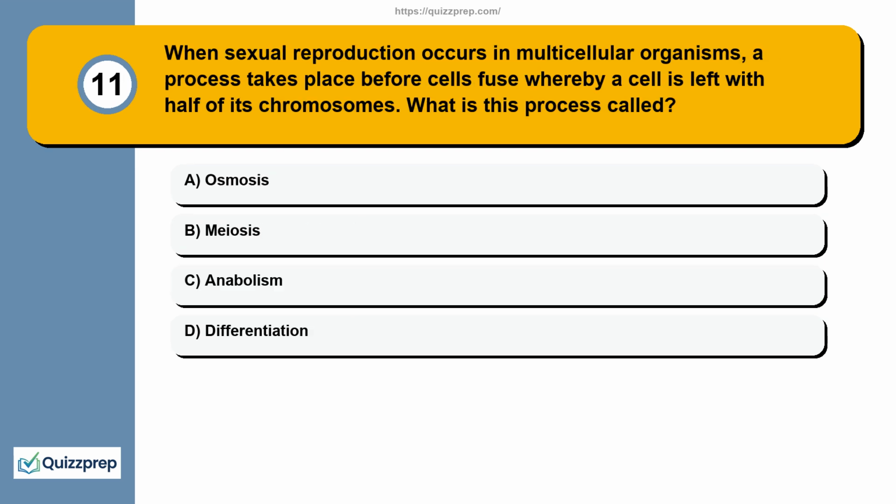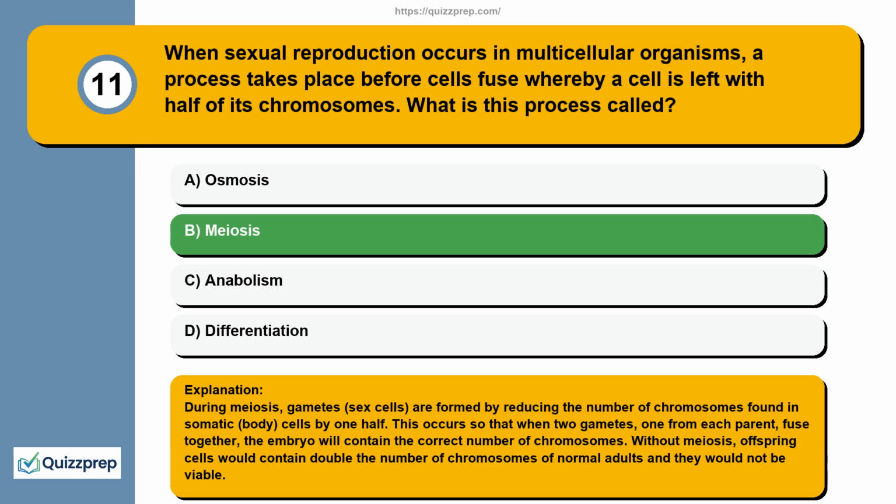Question 11. When sexual reproduction occurs in multicellular organisms, a process takes place before cells fuse whereby a cell is left with half of its chromosomes. What is this process called? Osmosis, meiosis, anabolism, differentiation.